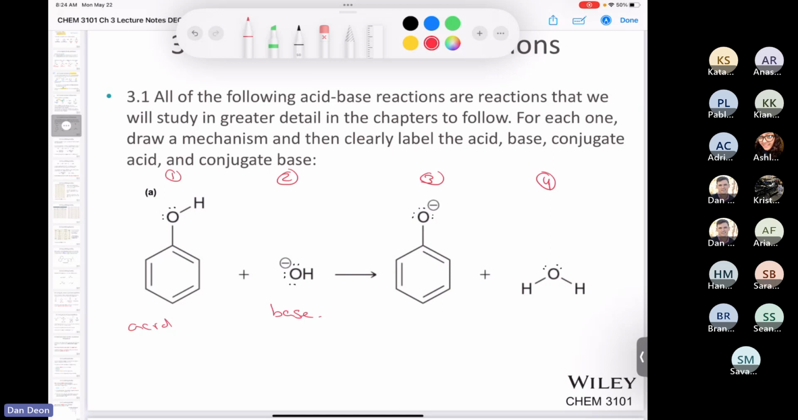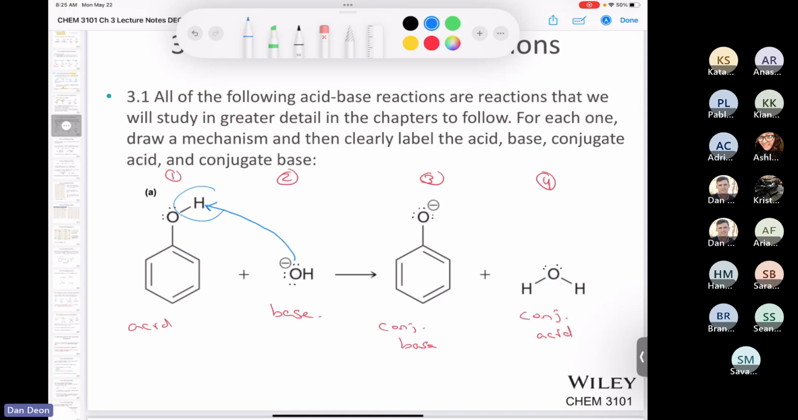So this is the conjugate base, and this is the conjugate acid. Great. Now what we want to do is draw some curved arrows. So the base is going to attack the acid, isn't it? Or it's going to grab the proton, because a base is a proton acceptor. So we're going to start with the tail of our arrow on a lone pair, and the head of the arrow is touching or grabbing or attacking the proton, right?